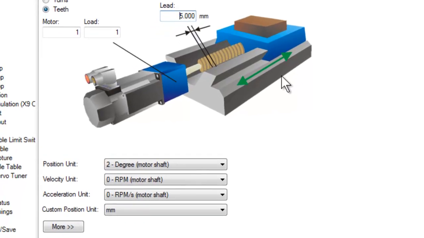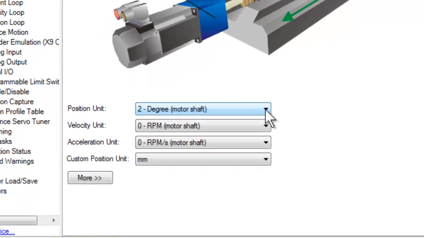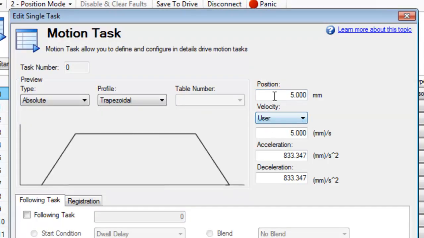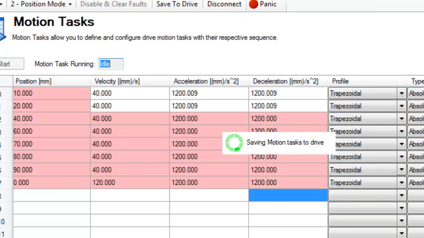At this point, we can change our position, velocity, and acceleration to custom mechanical units. When we return to the motion task screen, we see that our position is in millimeters, velocity is in millimeters per second, and acceleration and deceleration are in millimeters per second per second. At this point, the motion tasks that are required for the application can be created and run.